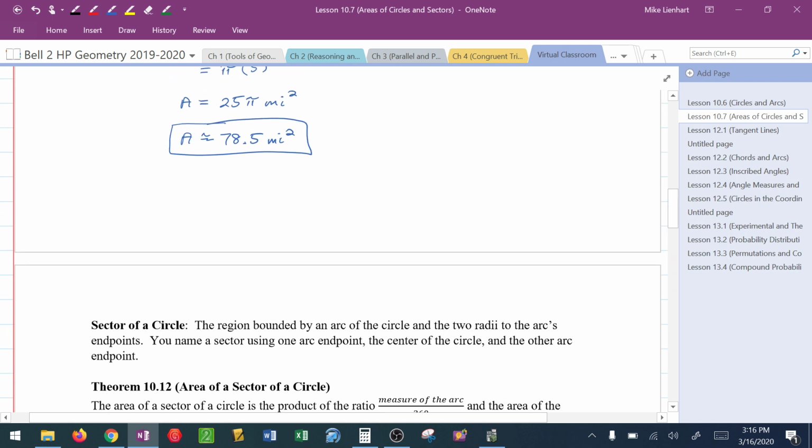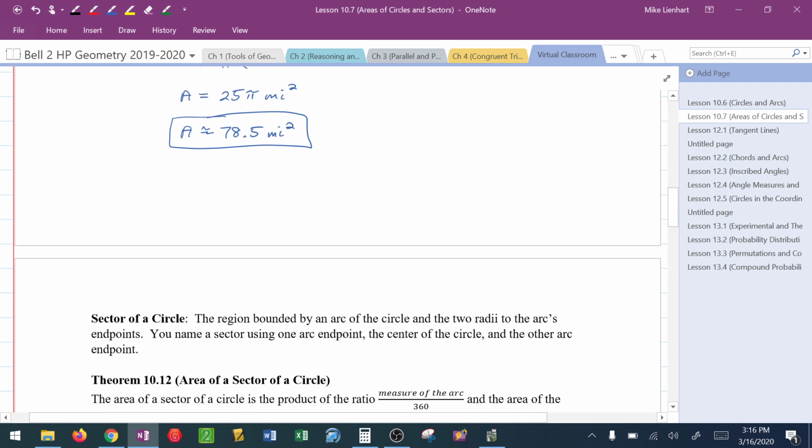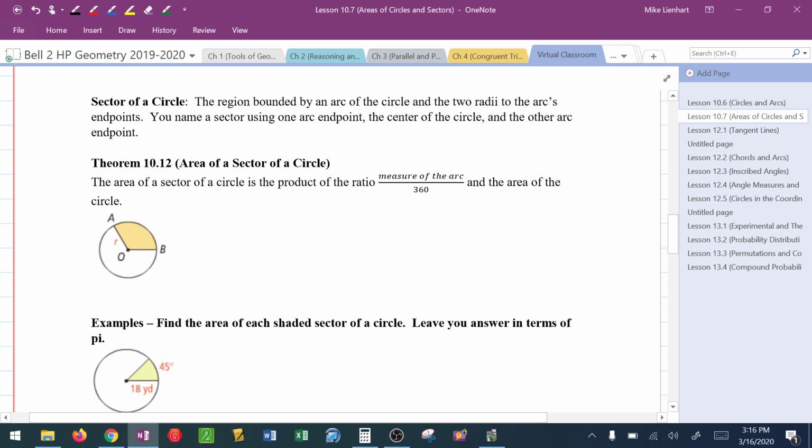Now that takes care of the first objective. Can you find the area of a circle? Now we're going to move on to what's called the sector of a circle. A sector of a circle is simply a region formed by a central angle, and it's that part of the area. So it's kind of that shaded region.